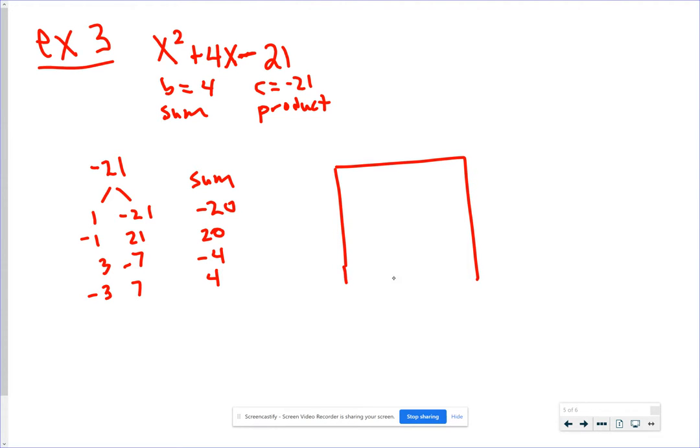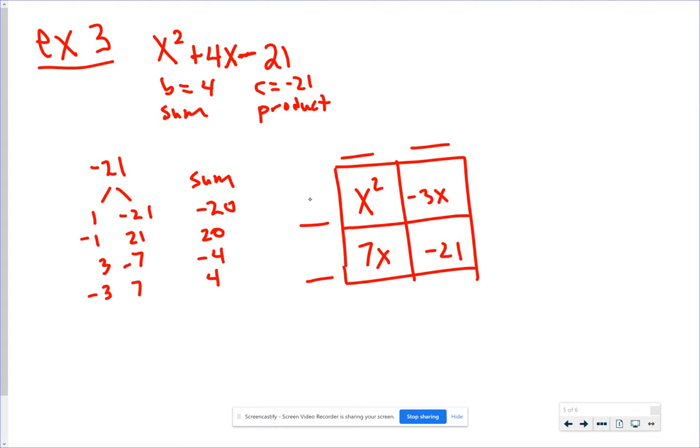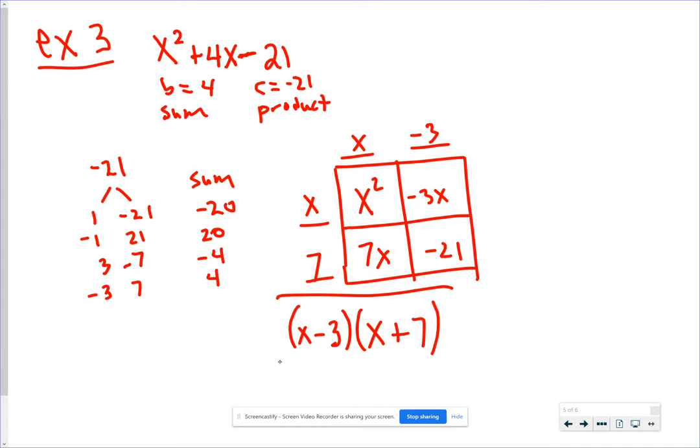I will now draw the table. Put my x squared here, my negative 21 here. We're taking the 4x and we're making it negative 3x plus 7x. GCF of the top row, GCF of the bottom row, GCF of the first column, GCF of the second column. We've got our factorization, x minus 3 times x plus 7. And we can check it with our multiplication table up there that we do have the correct answer.